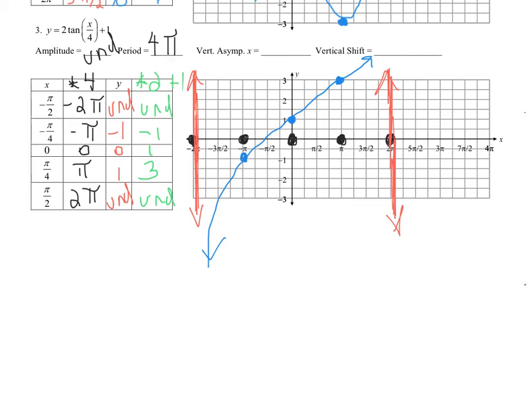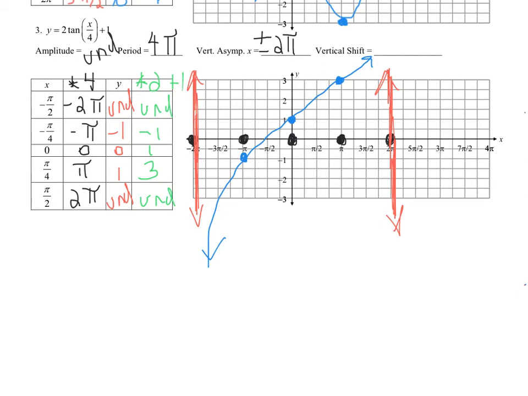Vertical asymptotes. We have two vertical asymptotes. The first vertical asymptote is over here at negative 2 pi, and the other vertical asymptote is over here at positive 2 pi. So what I could write is, on this one, I could cheat a little and write plus or minus 2 pi.